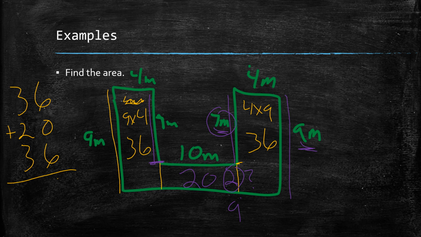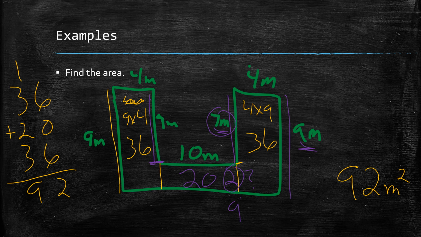6 plus 0 plus 6 is 12. 1 plus 3 is 4. Plus 2 is 6. Plus 3 is 9. So this answer is 92 meters squared.